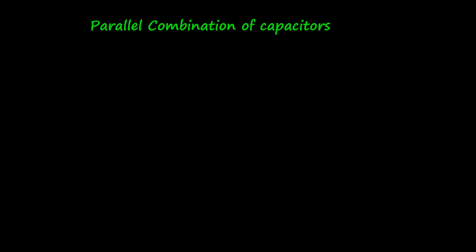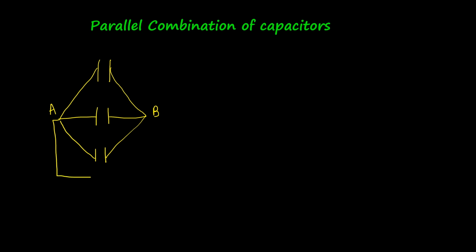Come, let us start. Now let us see how the capacitors are connected in parallel. This is capacitor 1, 2 and 3. The first plate of the capacitors is connected together and the second plate is connected together. The connected ends A and B are connected to the positive and negative of a battery in the external circuit. Let the voltage of the battery, that is the potential difference, be equal to V. Let the capacitance of the three capacitors be C1, C2 and C3.